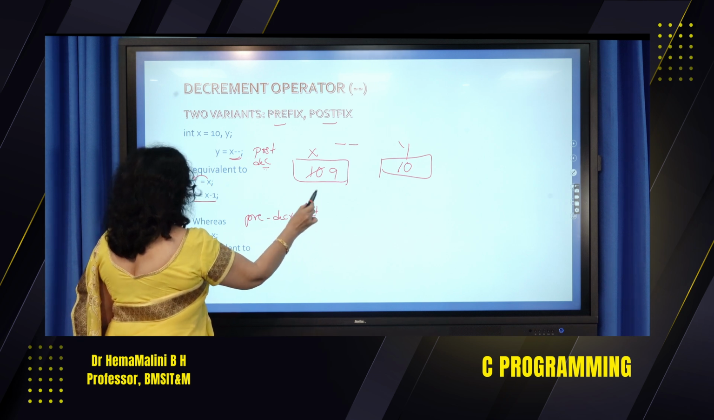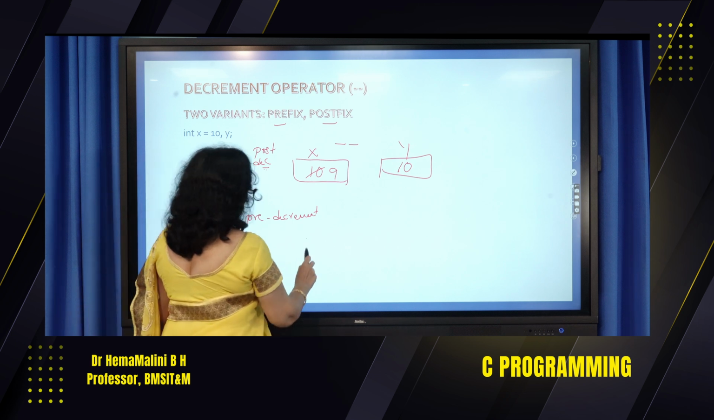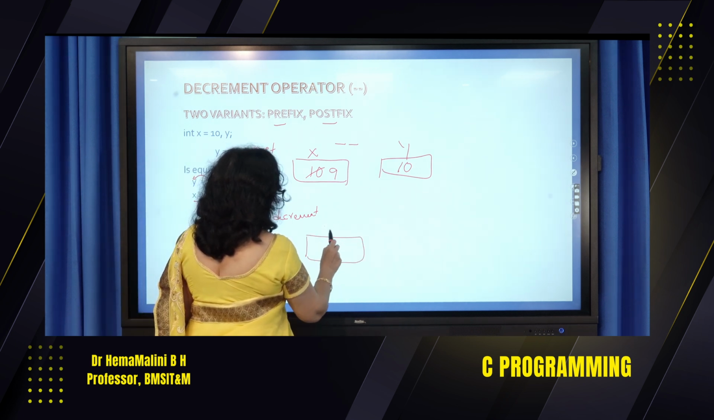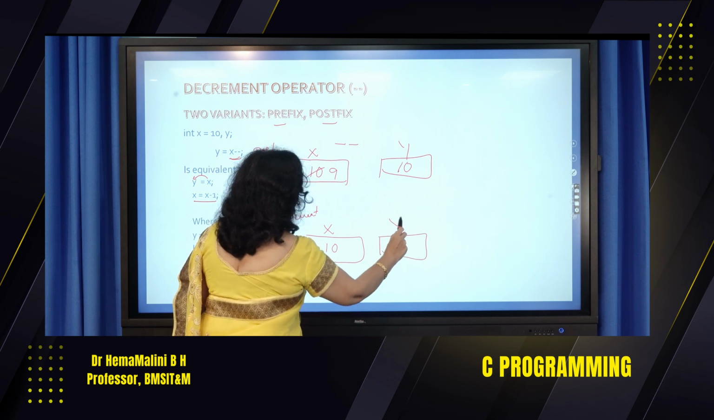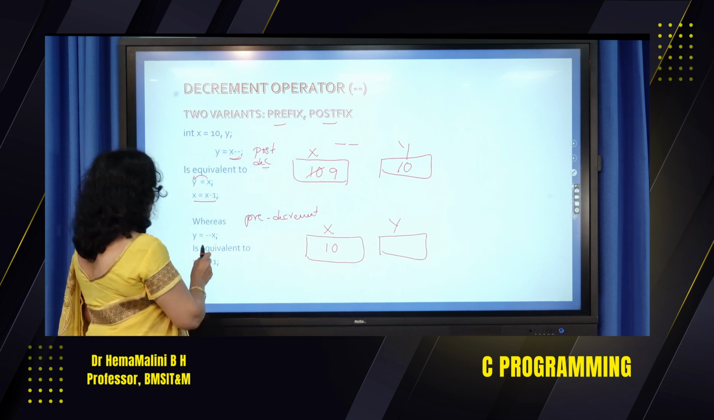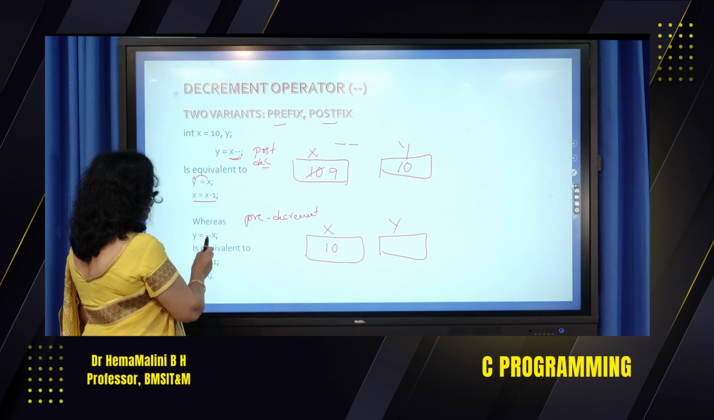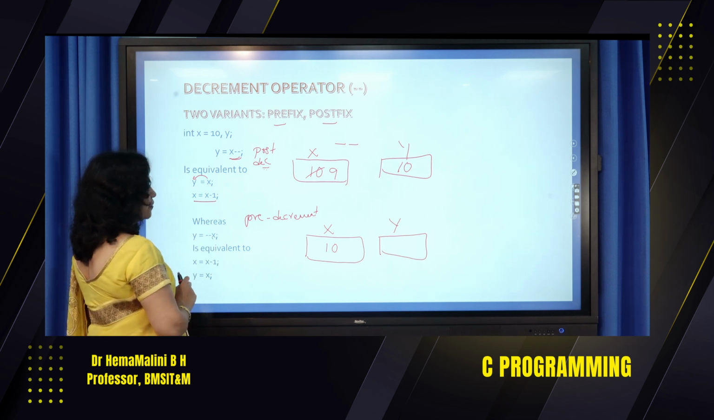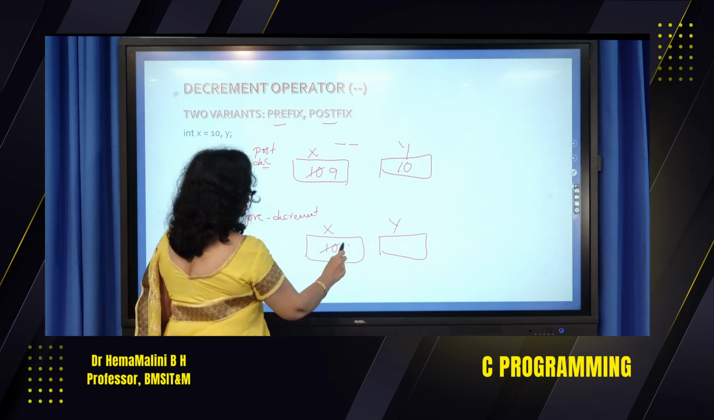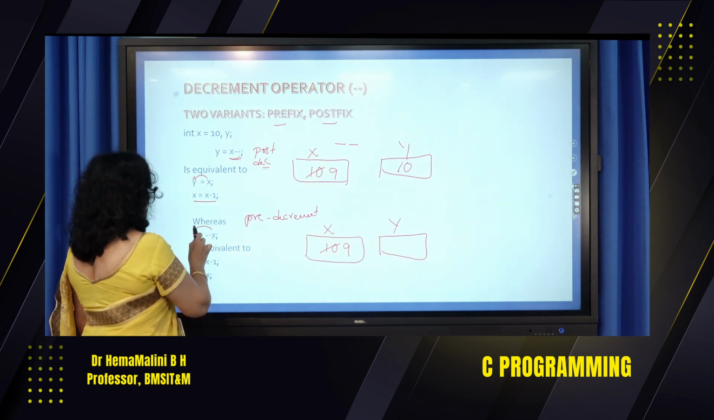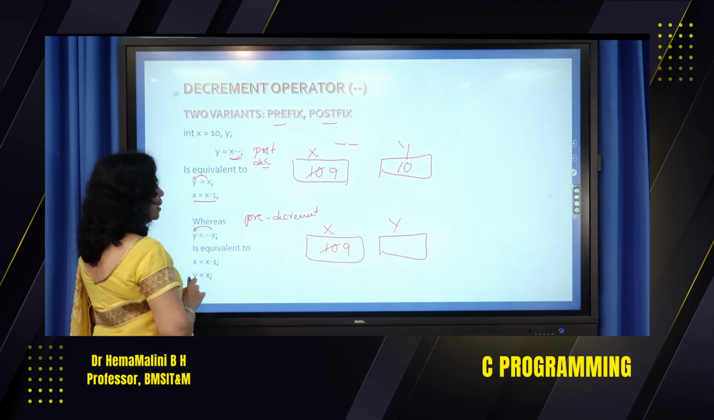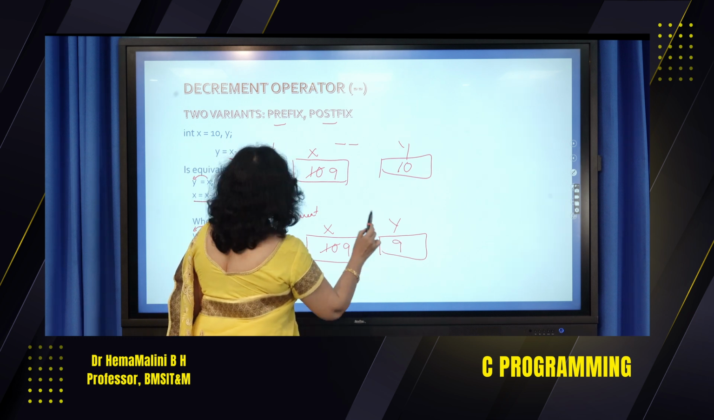Let's see pre-decrement. Let me take x as 10 itself. Say I have x which is 10 and then I have a y. Here I am going to decrement x first, x minus minus, so x becomes 9. Then the resultant value is stored in y, y gets 9.